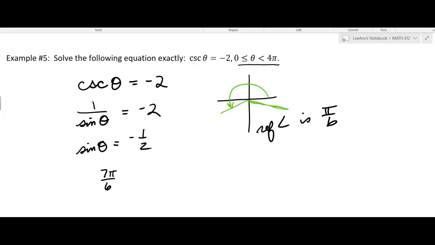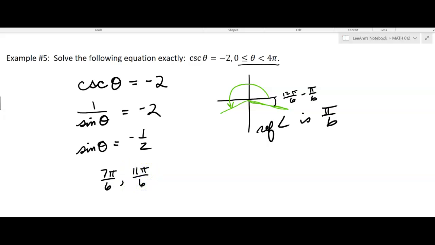And then to get the other one, you could think about subtracting it from 12 pi over 6. This is like 12 pi over 6 minus pi over 6. And that's getting you an 11 pi over 6.